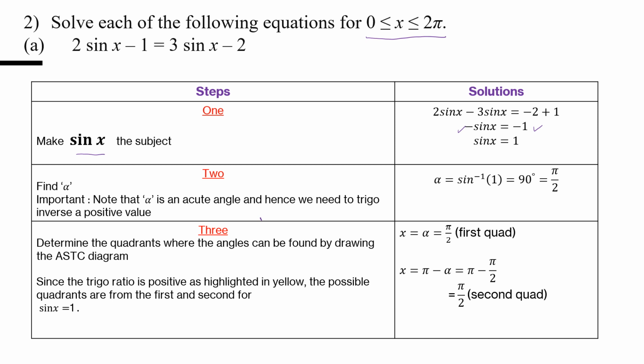Step number 2 is to find alpha. Let me remind you again, alpha is an acute angle. So we need to sine inverse a positive value. So sine inverse 1. Sine inverse 1 is 90 degrees.